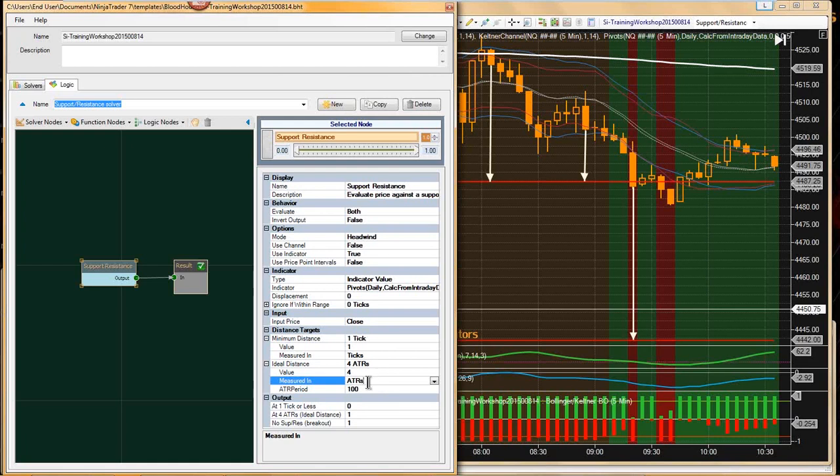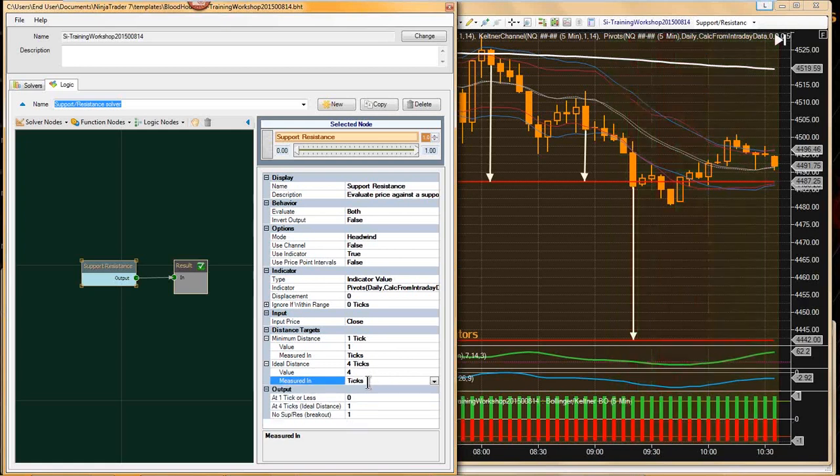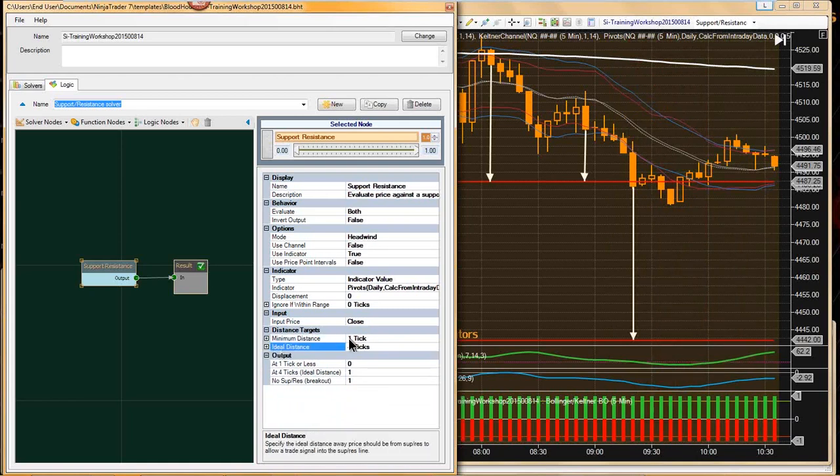But ATRs are hard to visualize on a chart, so I'm going to change them to ticks. So we're working with something that's fixed. I'm going to set this up so that we require at least a 20 tick clearance before a trade can be taken. All right, so the support resistance essentially builds a filter. If we don't have 20 ticks of clearance, then the support resistance solver can block the trade.